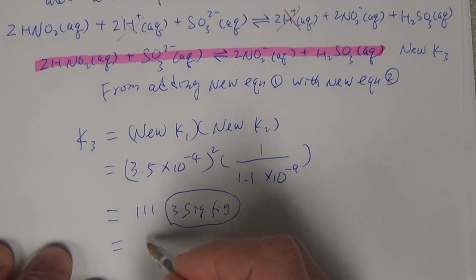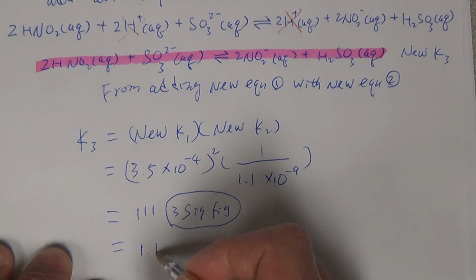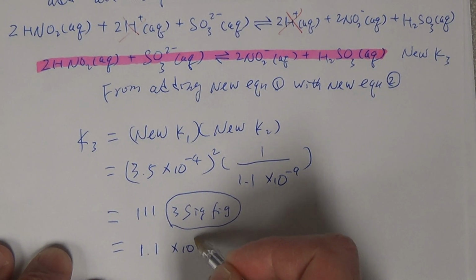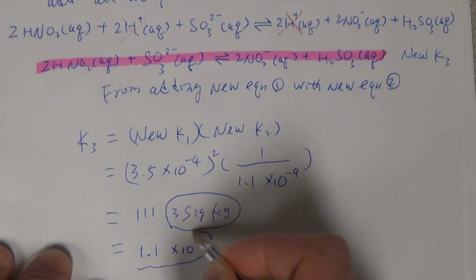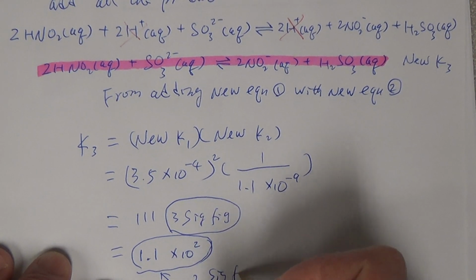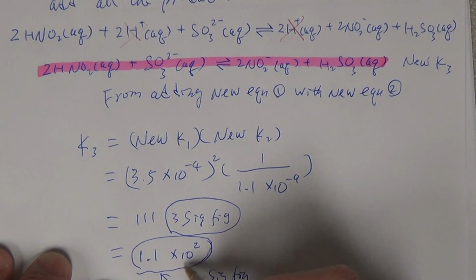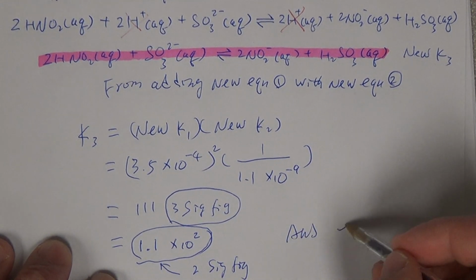So if you keep 3 sig figs, that's not right. You want to write in scientific notation, you just write 1.1 times 10 to the positive 2. So in that way, this gives you 2 sig figs, and this exponent doesn't matter. So therefore, the answer will be E.